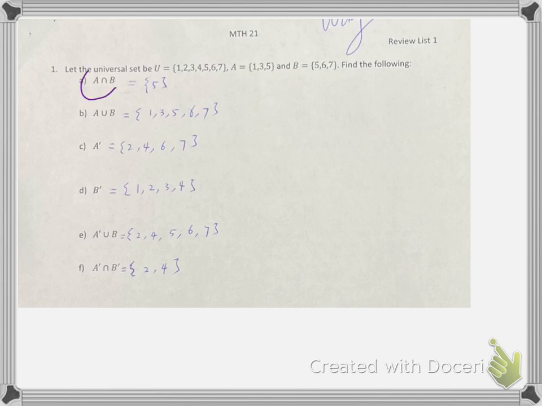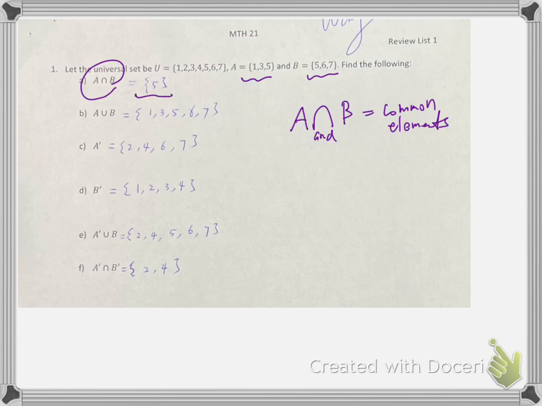Okay, so first, what is the intersection? A intersect B means the elements in A and in B. Now you look at 1, 3, 5 and 5, 6, 7. Their common element is 5. So this is the idea for intersection, and the answer is 5.